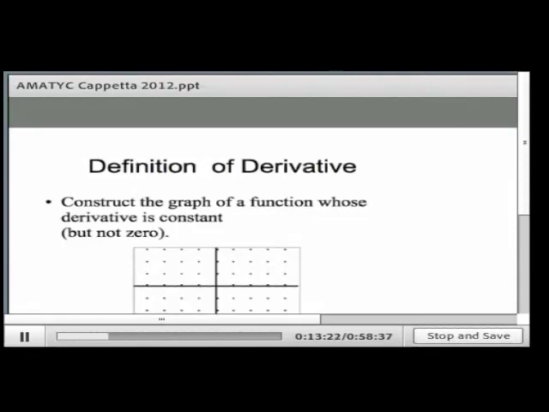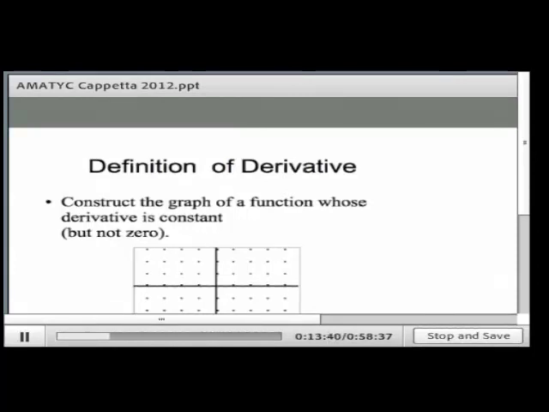Now, you'll notice I put the "but not zero" on there. The reason I had to do that is when I first was doing the questions, the students would all give me horizontal lines, and many students would just give me the function y equals zero, which is correct, but not getting at what we're looking for. So multiple answers to the same question, a little difficult to grade, but I think it helps them develop the idea of what that means.